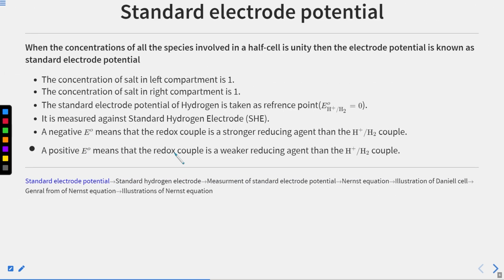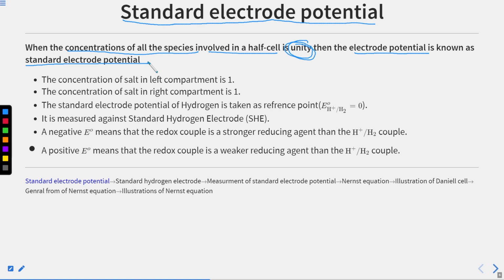So the first one is standard electrode potential. We will be knowing what this standard electrode potential is. In the standard case, we take the half cell concentration that is involved in our electrochemical cell as unity. So the concentration of all the species involved in half cell is taken as unity. In that case, whatever the electrode potential is will be considered as standard electrode potential.